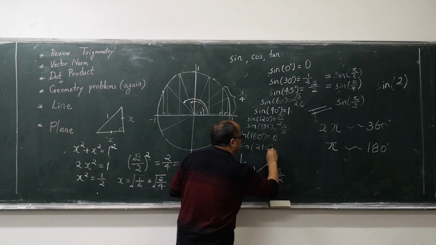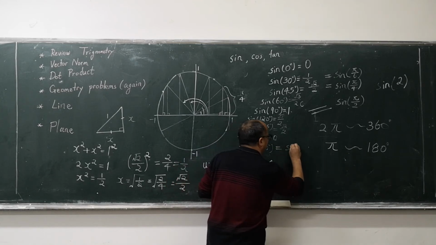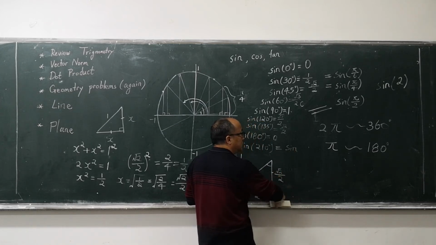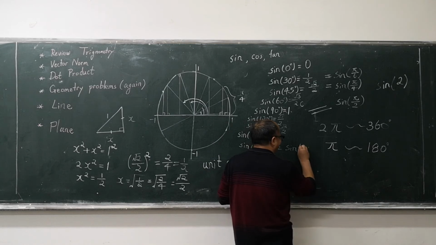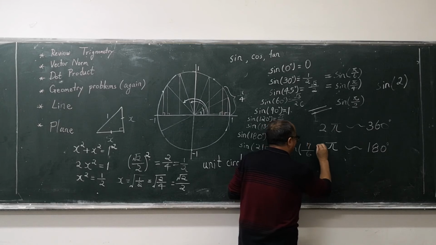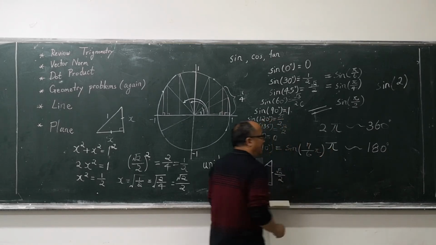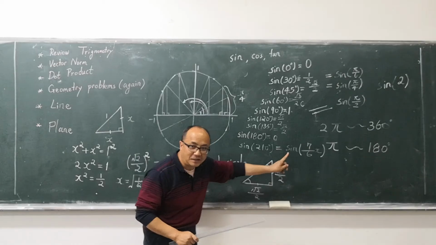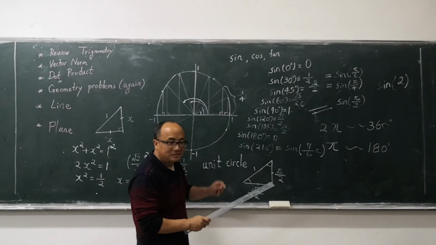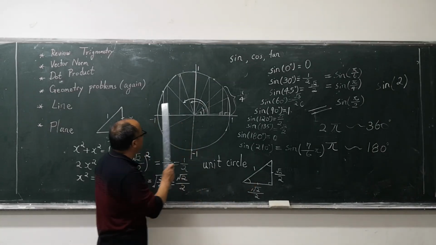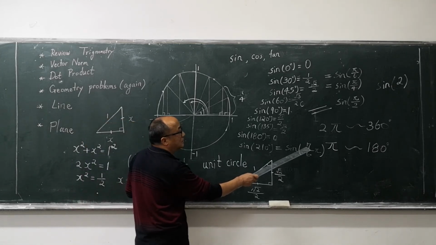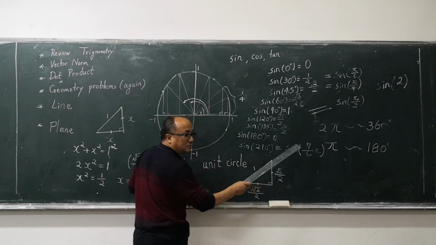Sine of 210 degrees, and also sine of what, using pi? What's that? 7 pi over 6. Okay. 1 pi plus pi over 6. 1 pi is 180 degrees, and 1 plus this is this much.